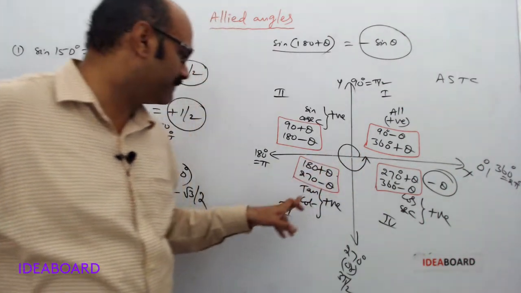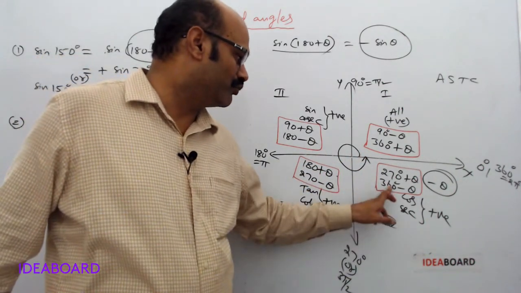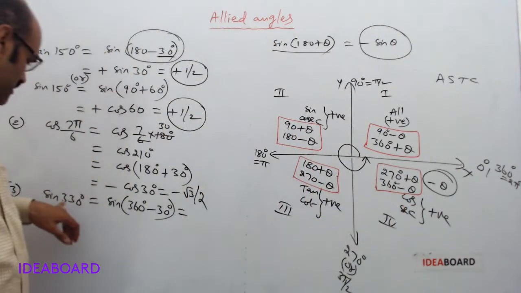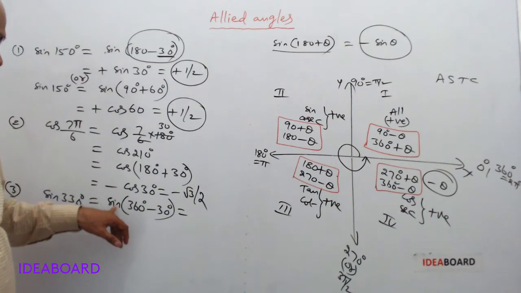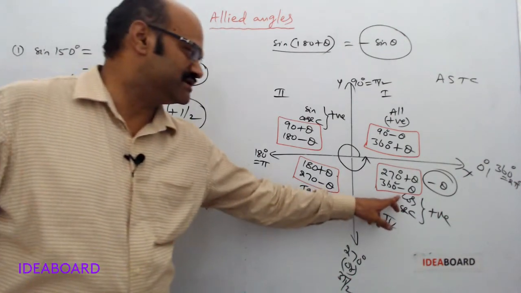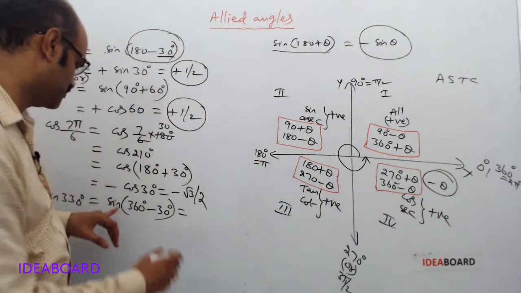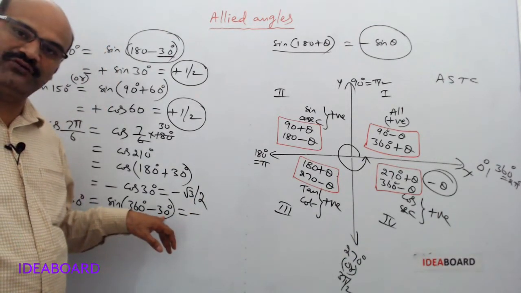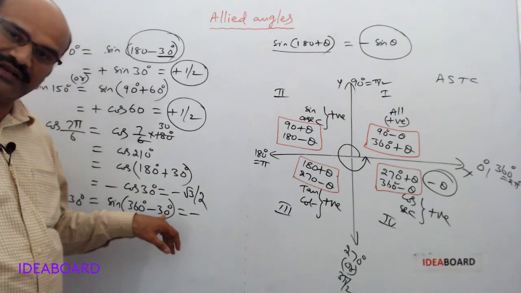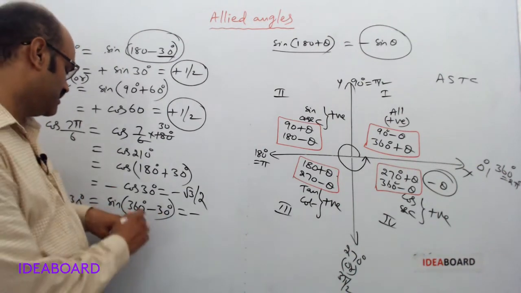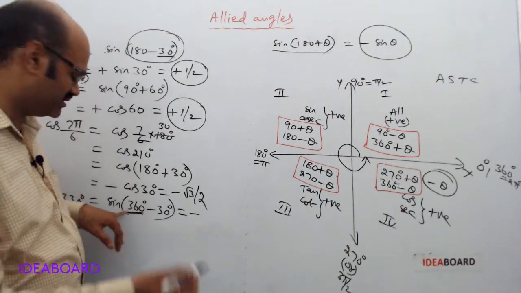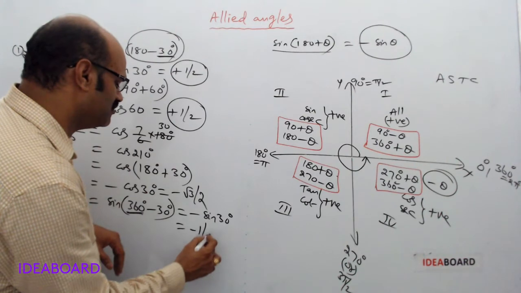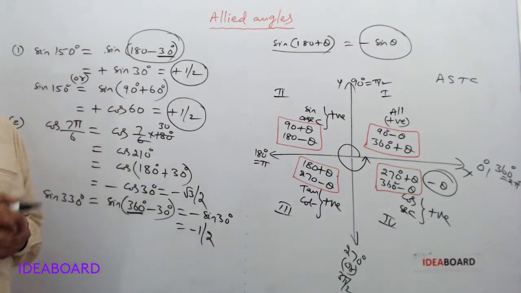360 minus theta lies in the fourth quadrant. In the fourth quadrant, cos and secant are positive. Here we have sine, so sine is negative in the fourth quadrant, so we should write minus. 360 minus theta is allied to theta. In the place of theta we have 30 degrees. Whenever you have 360, no change. So sine to sine only. Minus sine 30 degrees, equal to minus 1 by 2.